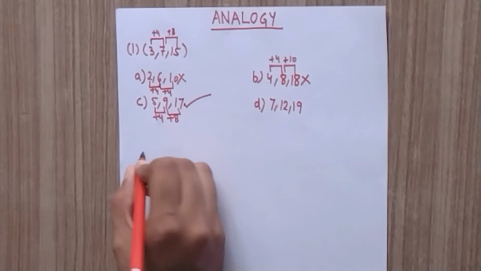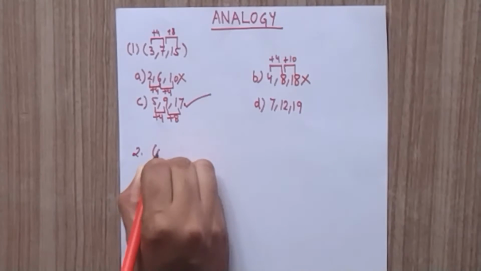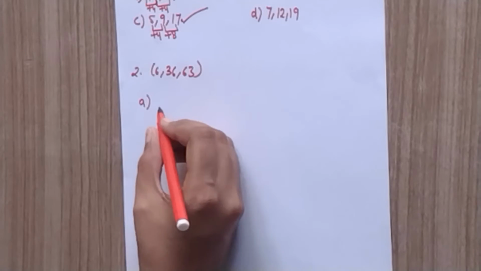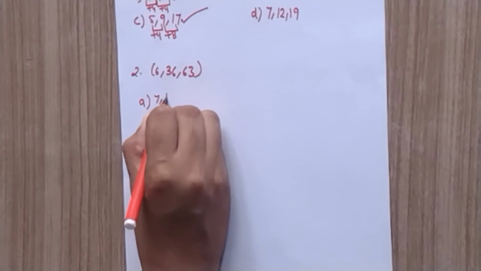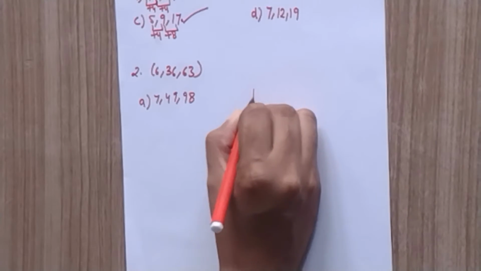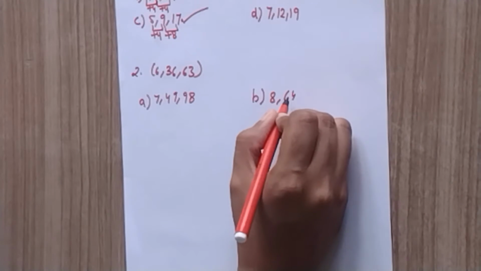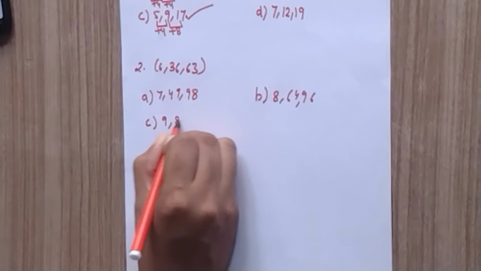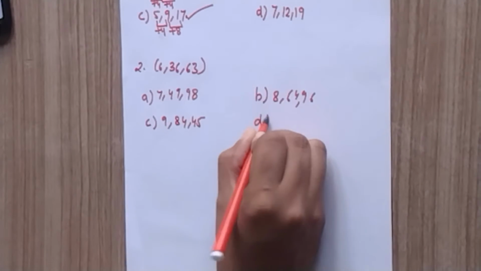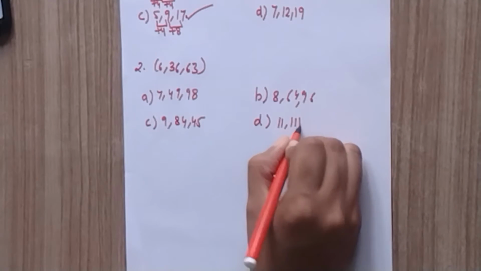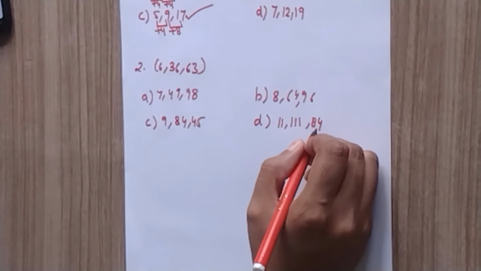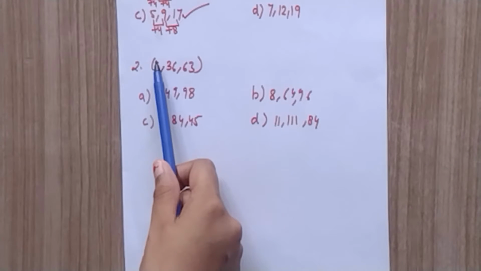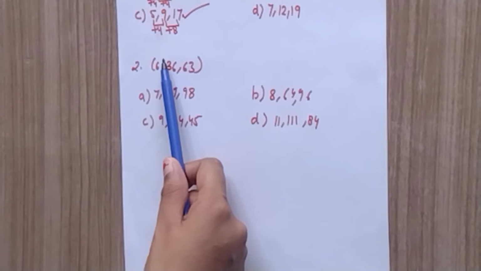Now let's move on to the next example, that is 6, 36 and 63. Option A is 7, 49, 98; option B is 8, 64, 46; option C is 9, 84, 45; and option D is 11, 111 and 84. Now we are going to adopt the same procedure as we adopted in example number 1. Let's start solving example number 2.